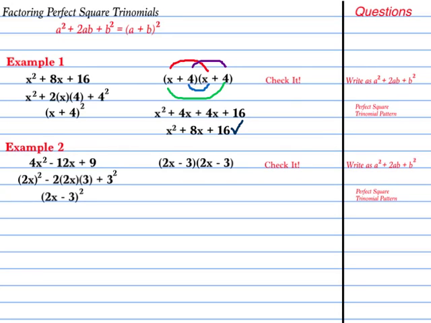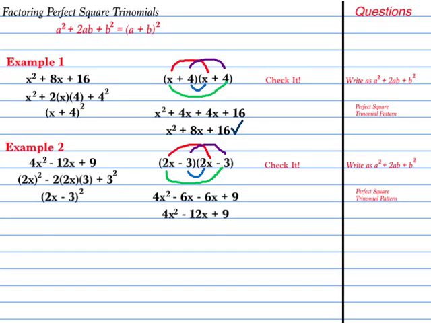Always check to make sure that the factors you got will multiply back to your original. Once I FOIL out, you're going to notice negative 6x, negative 6x. And it combines in for my original that I started with.